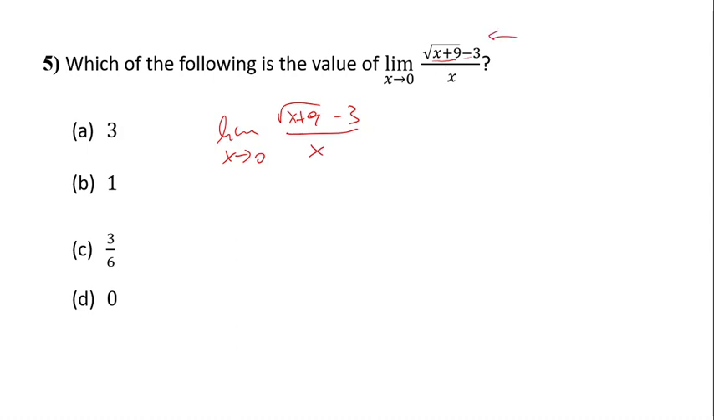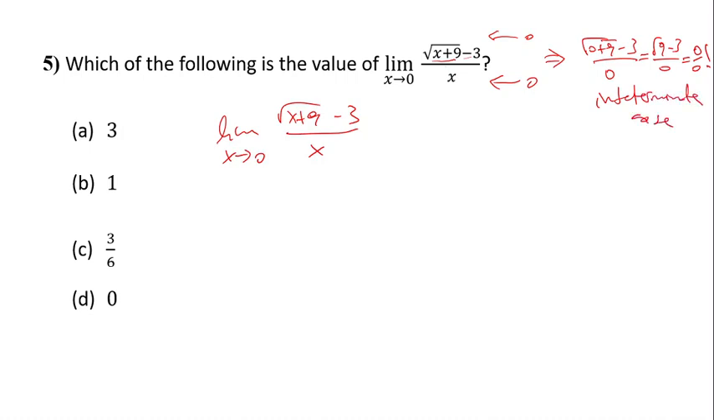Okay, let's put 0 here and 0 here, and what happens is we get square root of 0 plus 9 minus 3, divided by 0, which is square root of 9 minus 3 divided by 0. So we will have a 0 over 0 case. This is an indeterminate case. If it's an indeterminate case, it means there might be a limit or not. So we have to try some algebraic manipulation here.